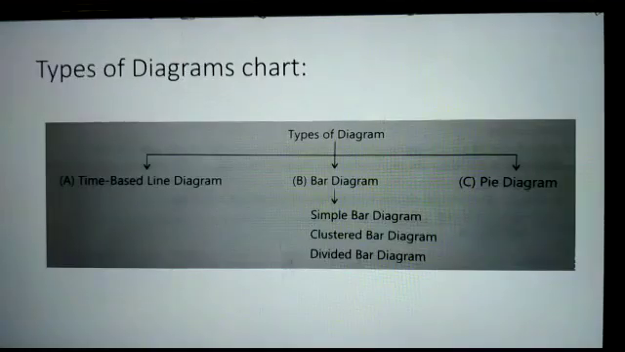To make the process of understanding simple, we have shown all the types of diagrams with the help of a chart. The first is time-based diagram. The second is bar diagram, which is divided into 3 categories: simple bar diagram, clustered bar diagram and divided bar diagram. And the last is the pie diagram. The other types of diagrams which are mentioned are of not much importance in the syllabus, so we have not explained them in detail.